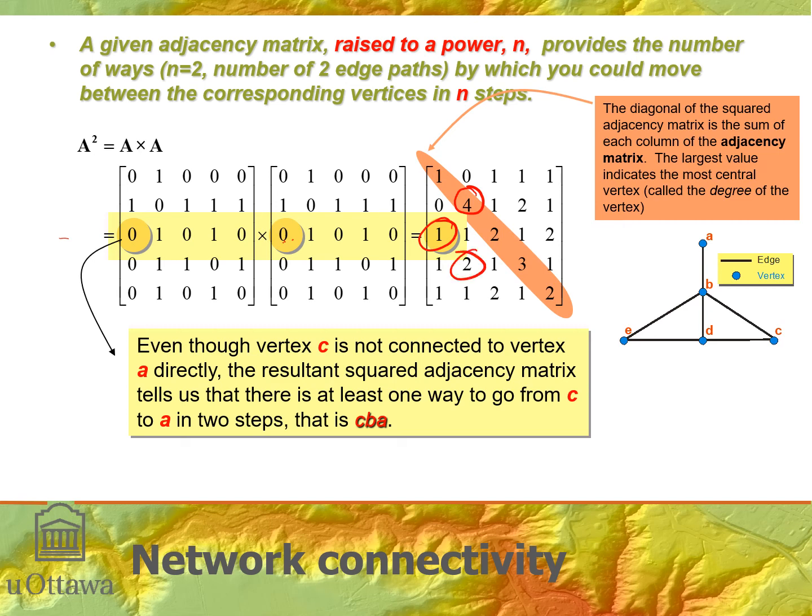What about D to B? Well, there are 2 ways to go in 2 steps from D to B. And we can see that here. One way is to go from D to C to B, or from D to E to B. So there are 2 ways to go in 2 steps. Now, the diagonal of this squared matrix, when it's squared only, is the same as the column or row sums of a symmetric matrix.